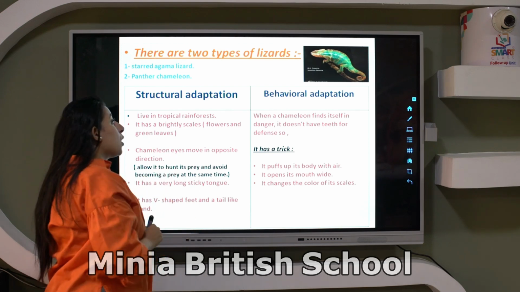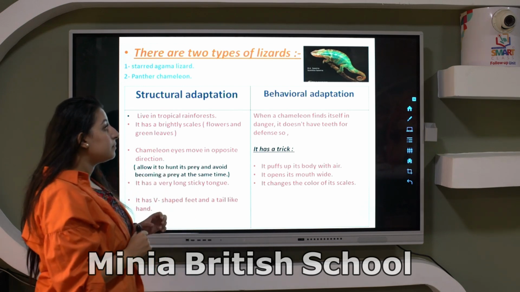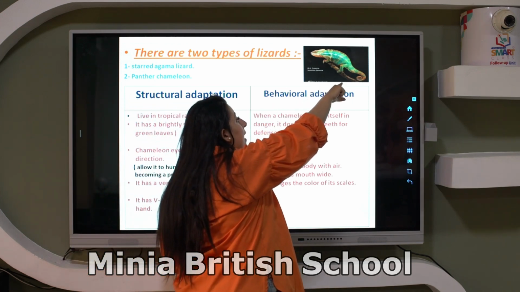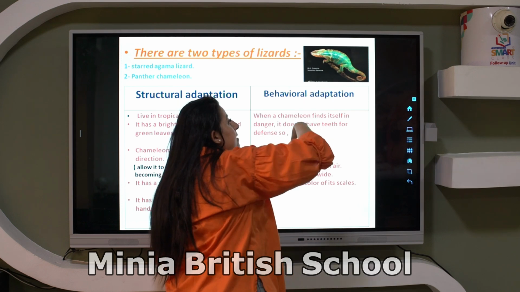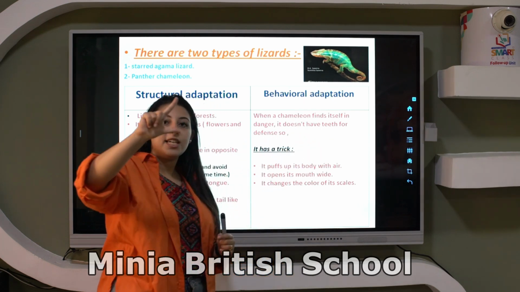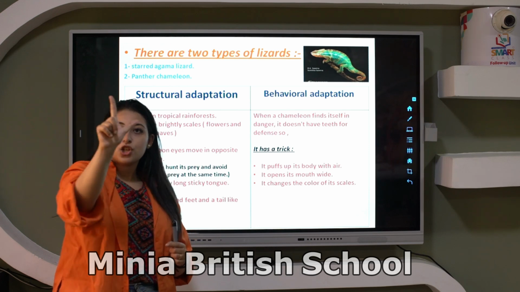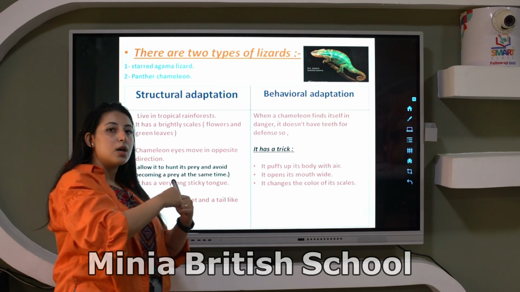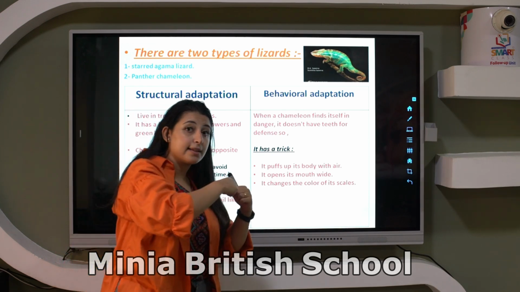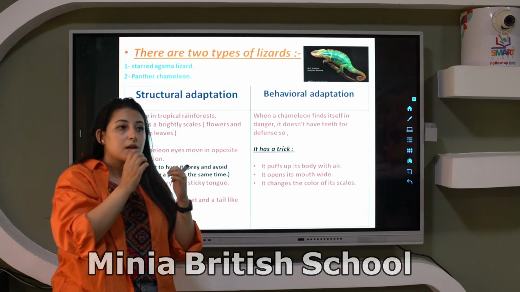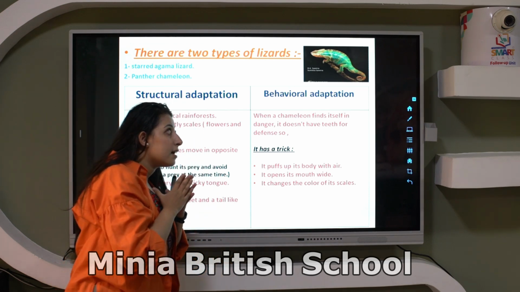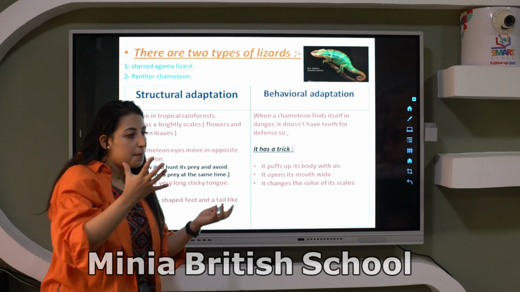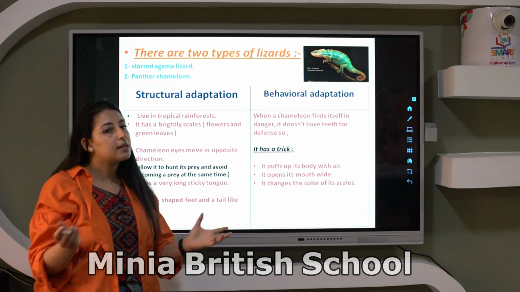Excellent. Okay, what about its tail? Its tail looks like a hand. It turns around the branches of trees, and its legs look like a V shape. This V shape is to hold tightly with branches. God also created these feet for the panther chameleon to hold tightly with branches. It's also related to structural adaptation.